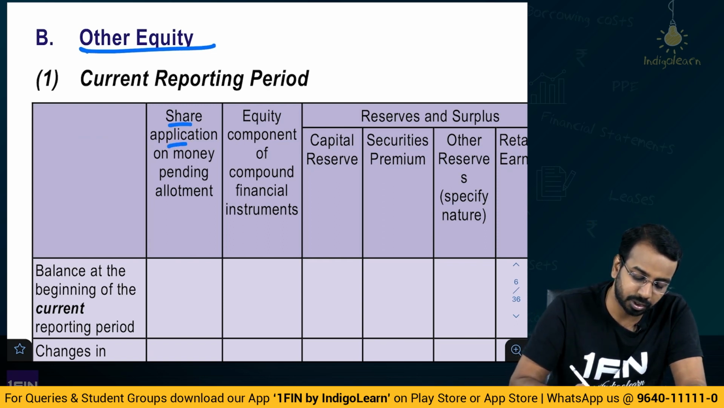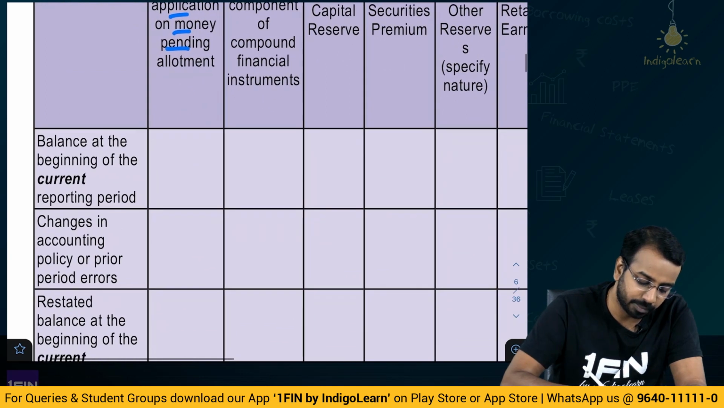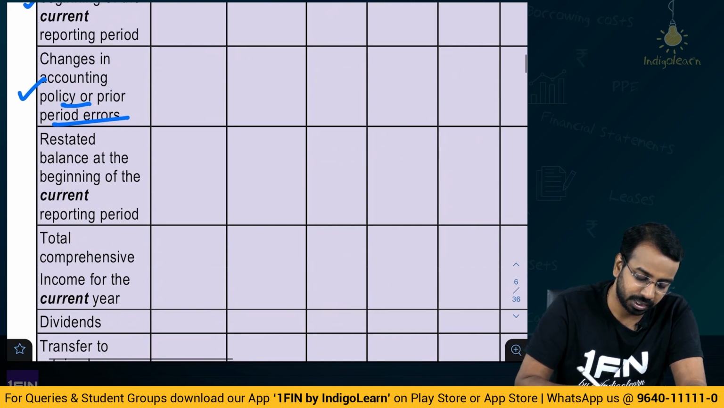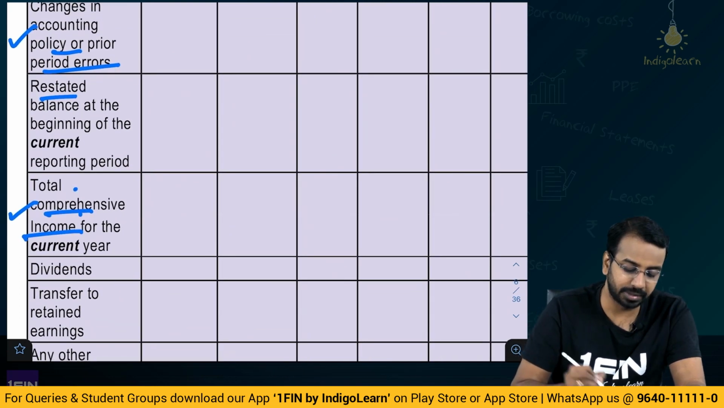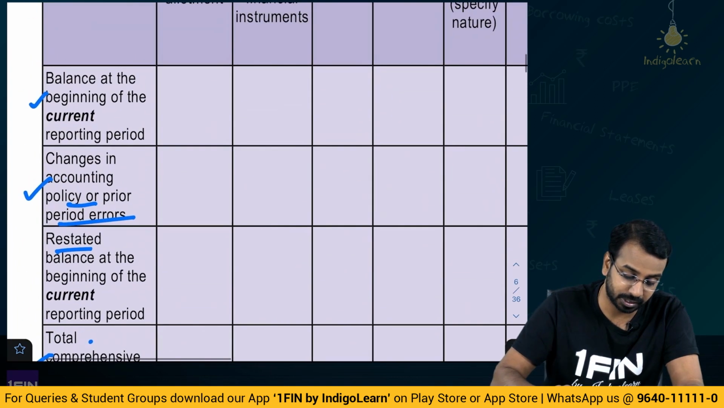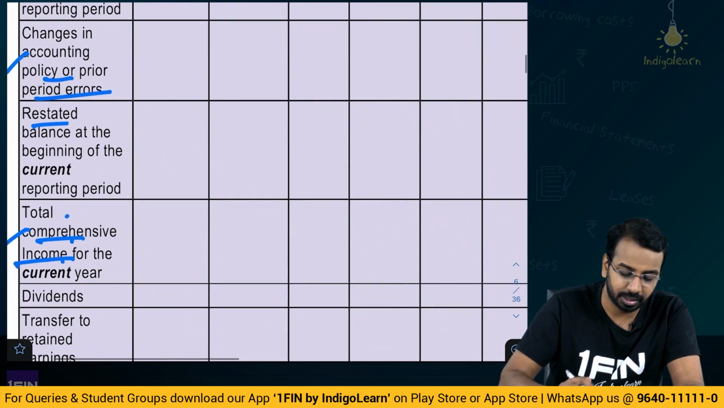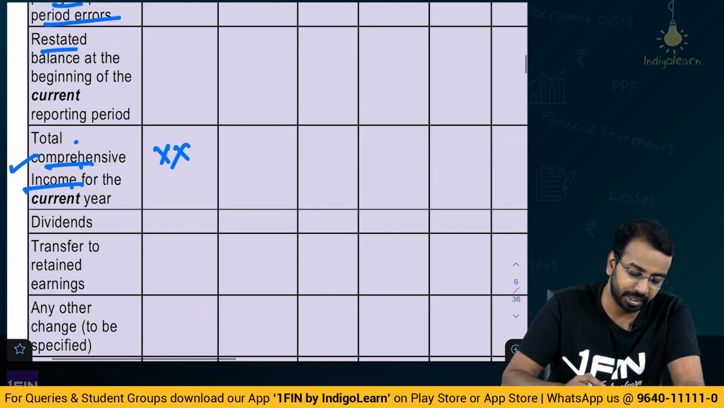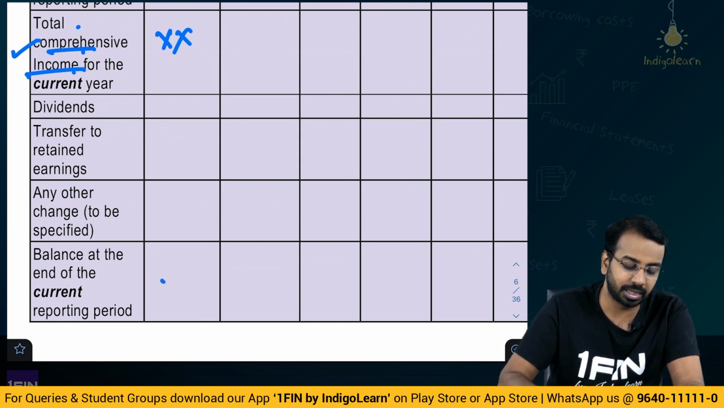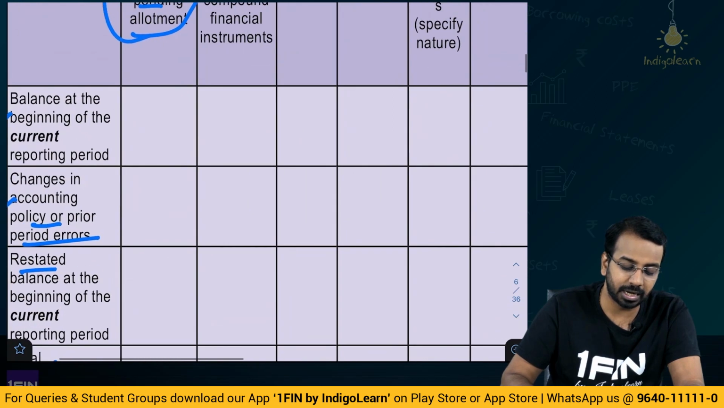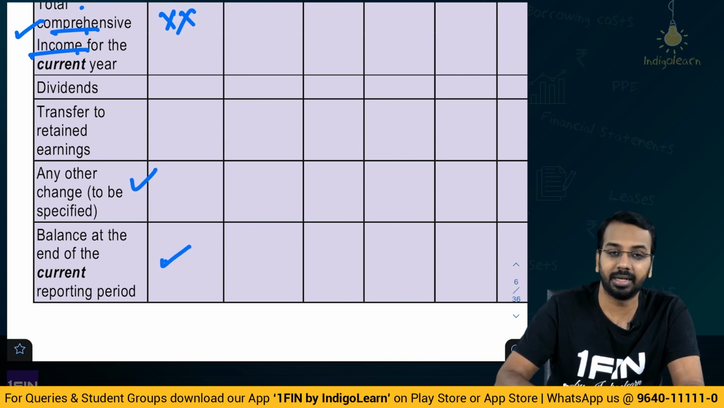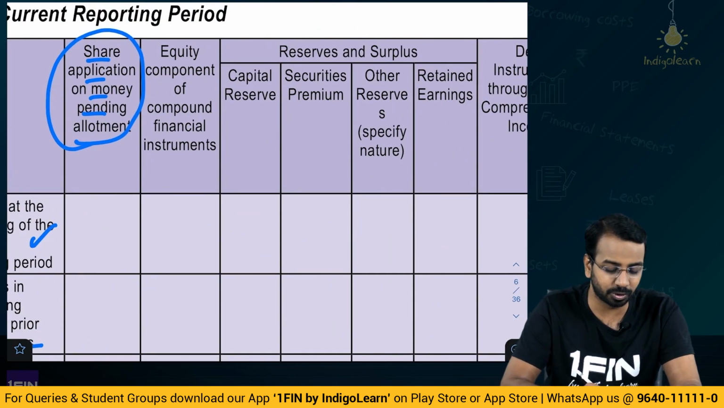First one is share application money pending allotment. So here also, what is the balance at the beginning, what is the changes due to accounting policy or prior period errors, then what is the restated balance, then what is the total comprehensive income for the current year, from the P&L what is the balance that has come. Now this is not relevant for this. For share application money pending allotment, this particular thing is not relevant, okay. Then dividends is also not relevant, transfer to retained earnings is not relevant, any other changes and balance at the end of the period. So basically for share application money pending allotment, opening balance, the restated balance, what are the other changes and what is the ending balance, right. And mostly you will not get questions related to this.